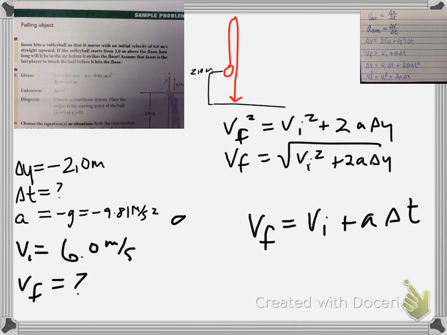That would be easy. That would account for our acceleration. It would use only things we've got. To solve for delta t, we could then do VF minus VI divided by a equals delta t. That's pretty straightforward.